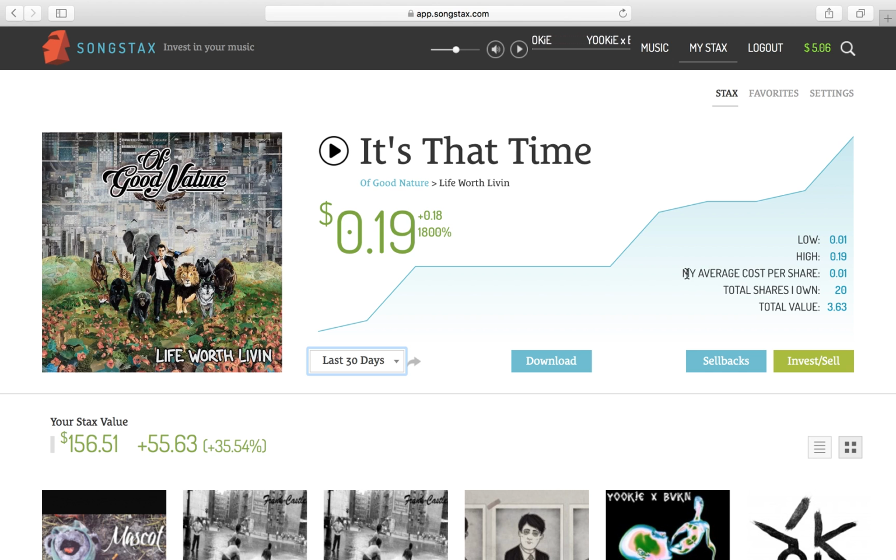20 is how much this person owns, and how much you bought it for. So right here, my average cost per share, that's how much it cost when you bought it. So they bought it when these shares were only 1 cent, and now they're 19 cents. So they're making a good profit here.